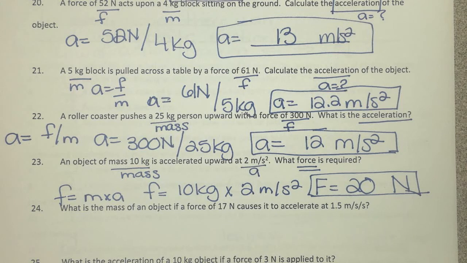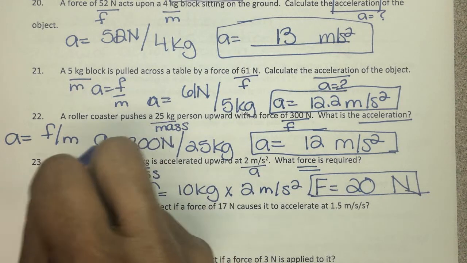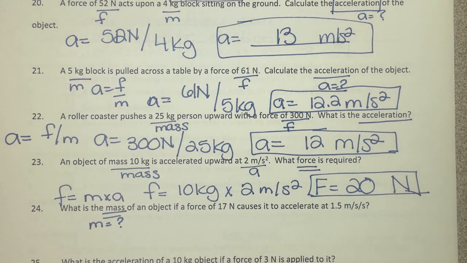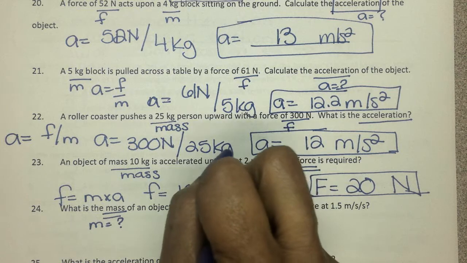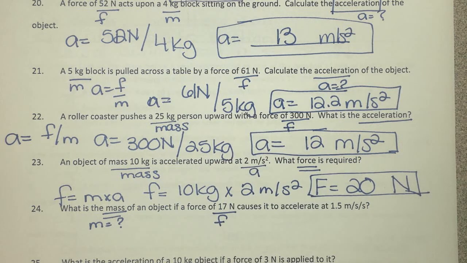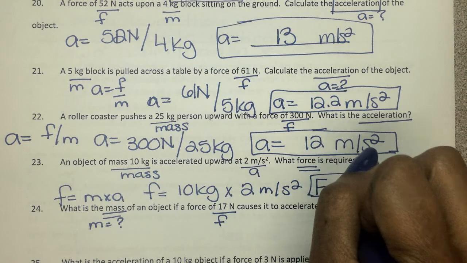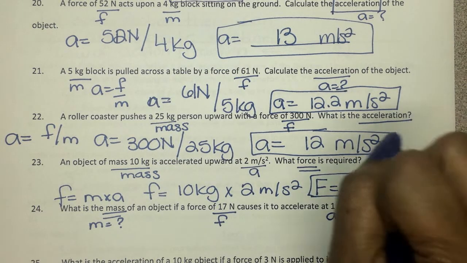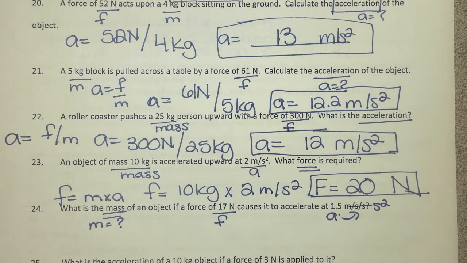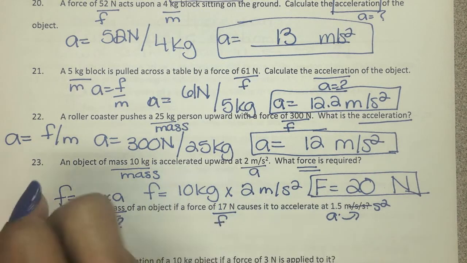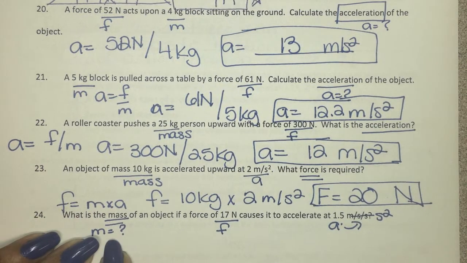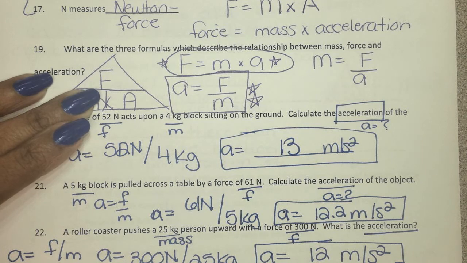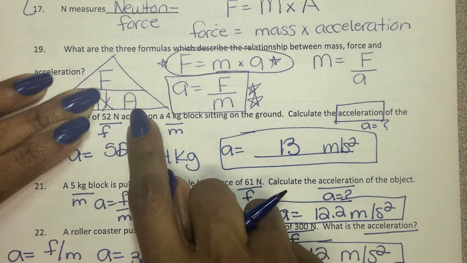Okay, question 24. What is the mass? So they're asking you to find mass of an object if a force of 17 newtons causes an acceleration of 1.5 meters per second square. Or actually it says meters per second. That's just second square. Okay? So it's asking me for the mass. So if I come and cover up my m, mass is force divided by acceleration.